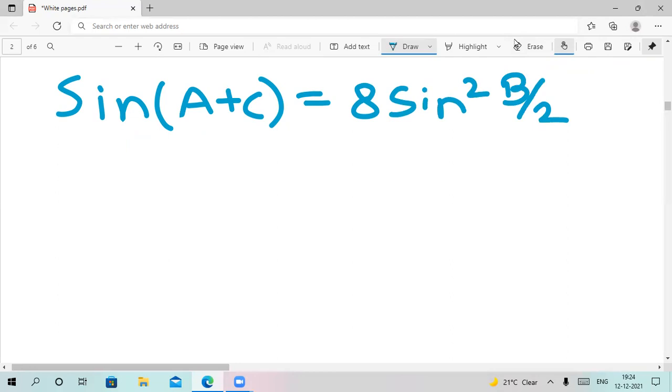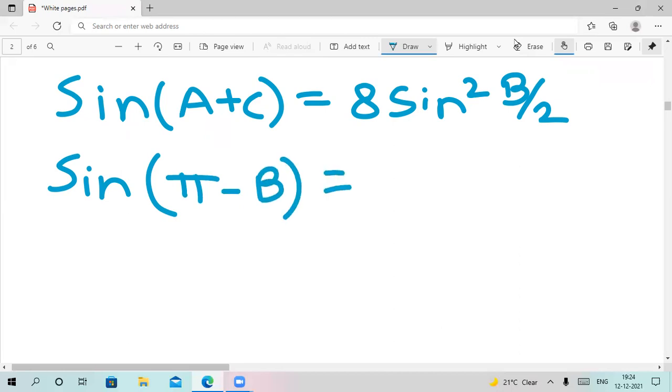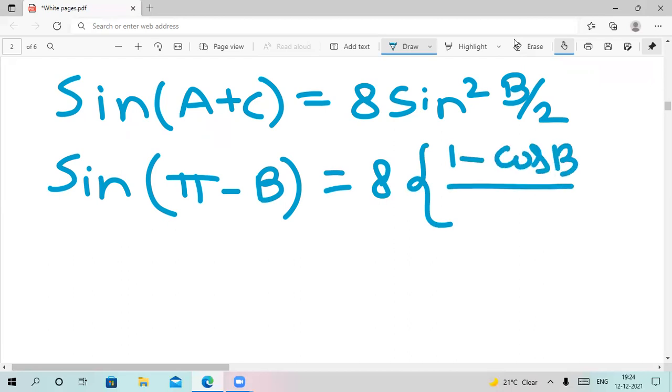The first part of this question is not that difficult. We all know that A plus B plus C is equal to 180 degrees, or pi, so I can simply write it as sine of pi minus B. And sine squared theta by 2 can simply be written as (1 minus cos theta) by 2. They are just identities which we need to remember.